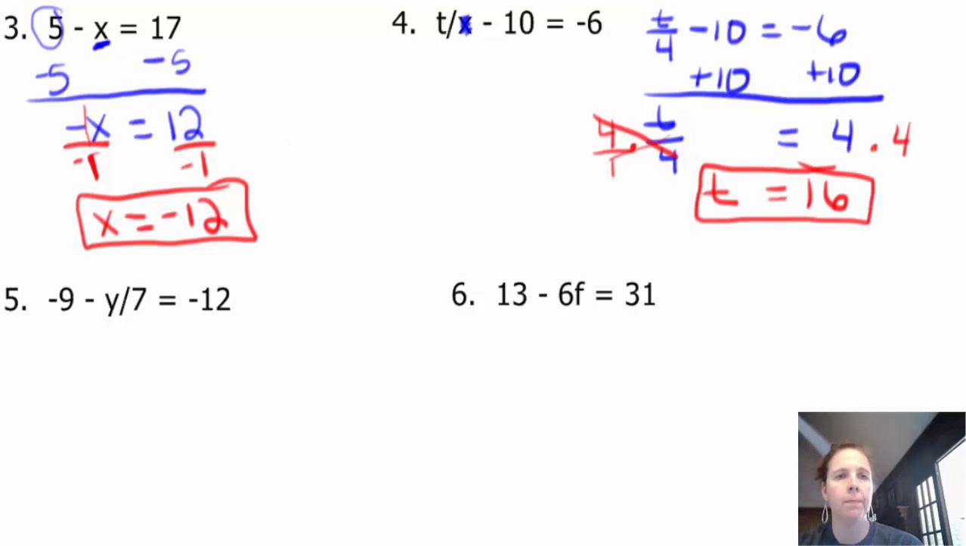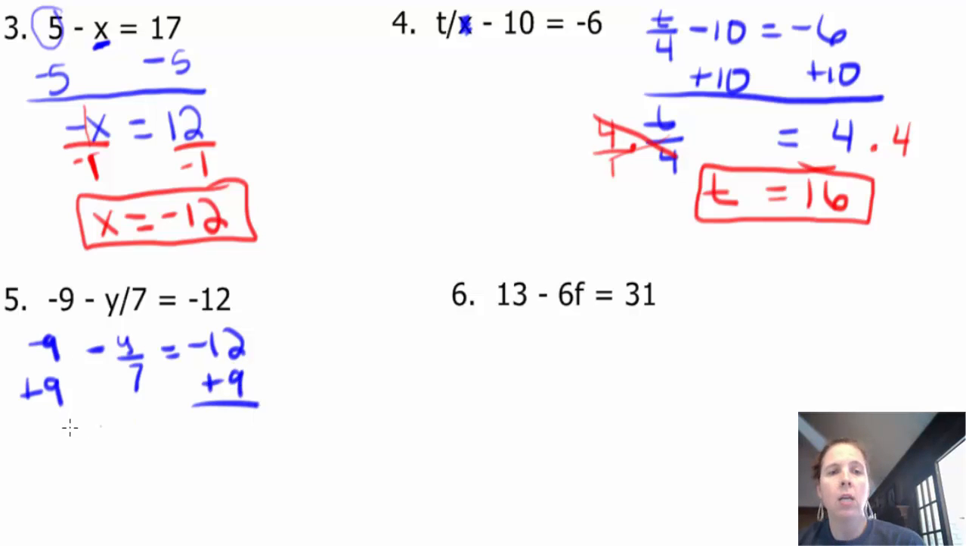Okay, moving on. So negative 9 minus y divided by 7 equals 12. My program doesn't let me write a fraction. Okay, so we want to isolate this y again. So we're going to add 9. Remember, we always want to add and subtract first. So this is going to cancel. We have negative y over 7 equals, and what is that? 3, negative 3. Is that correct?